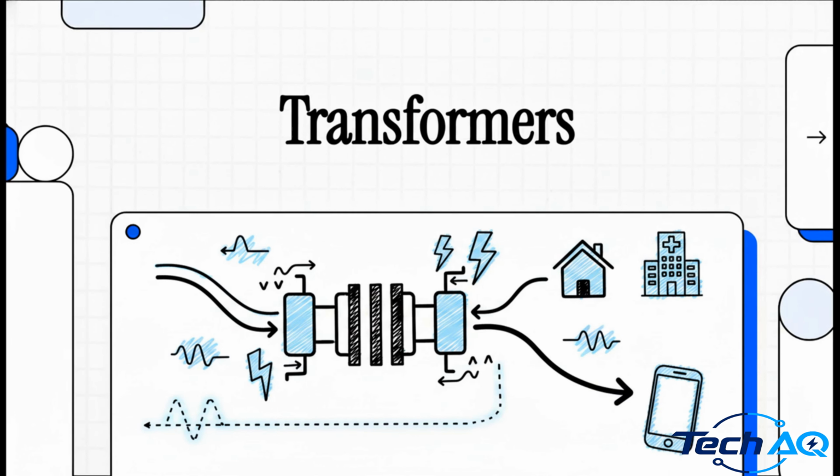Today, we are exploring the invisible bridge that makes our entire modern electrical grid possible. I'm talking, of course, about transformers. Literally, without them, the reliable electricity that powers our homes, our hospitals, and the very devices we use every day, it just simply wouldn't exist as we know it.